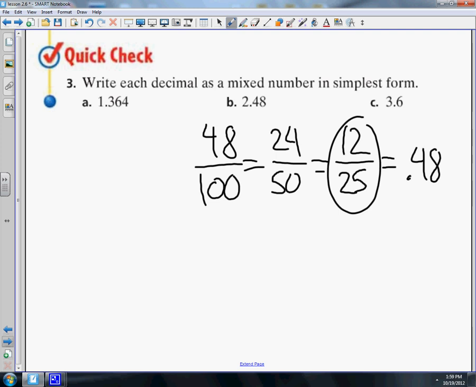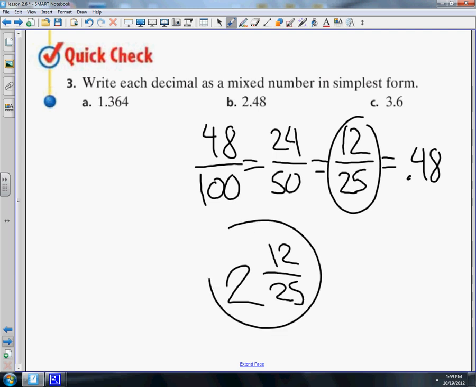So now all we have to do is tack on the 2 to the beginning of it. So 2 and 12/25 is how you would write 2.48 in fraction or mixed number form.